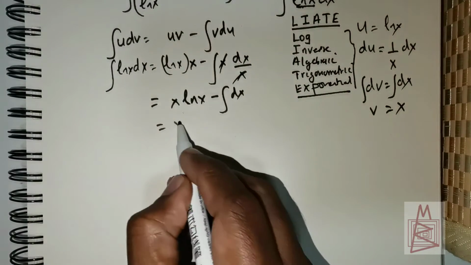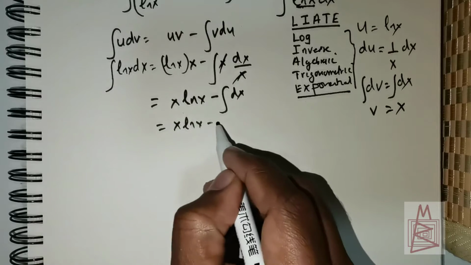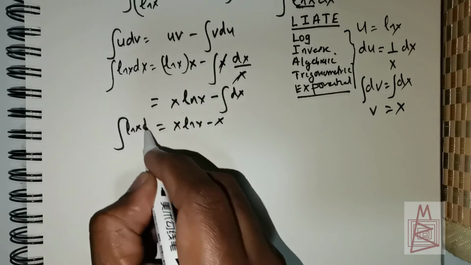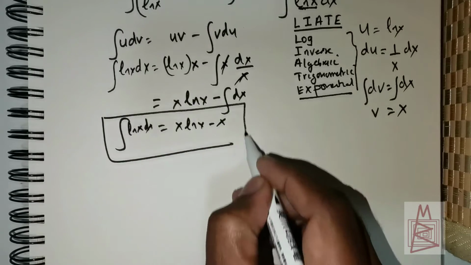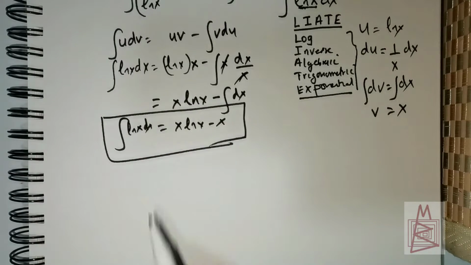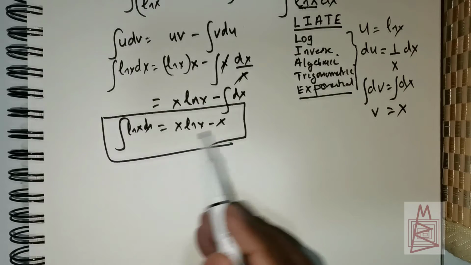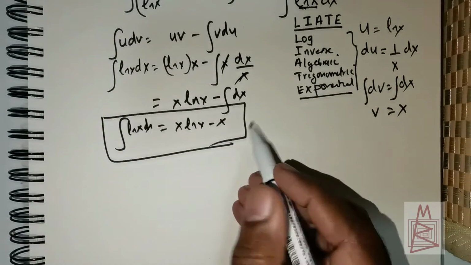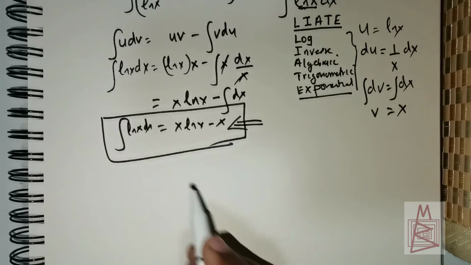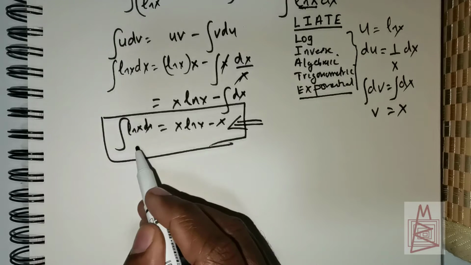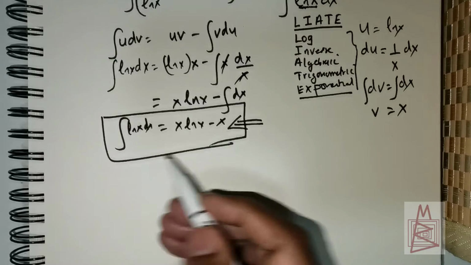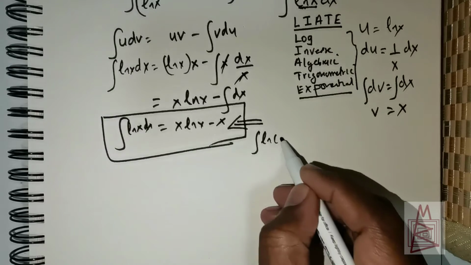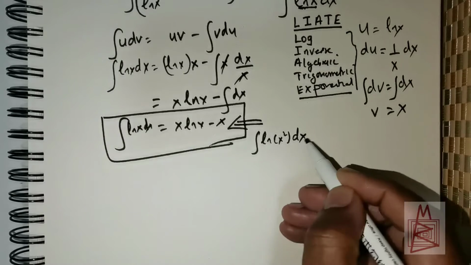If we integrate this, we get x times ln x minus x. So on the left it's integrating ln x dx. If we have a quantity like this, ln x, then the usual way of using integration by parts leads us to this solution. Now the problem is simple because they have just given us ln x. What if they were to give you ln of x squared times dx?